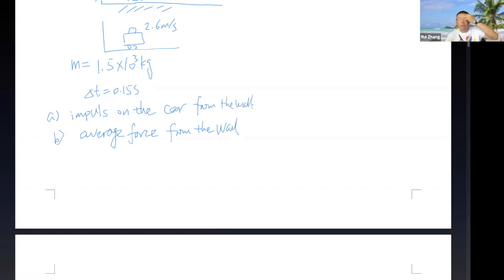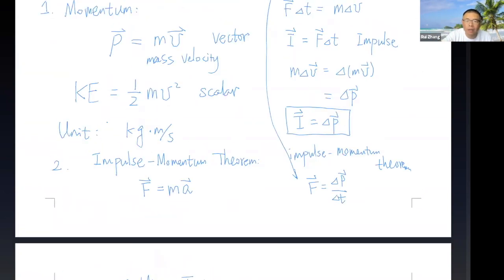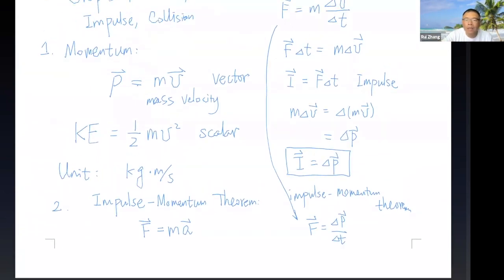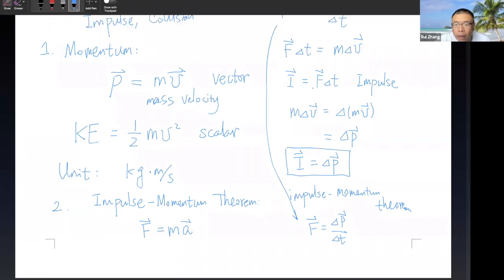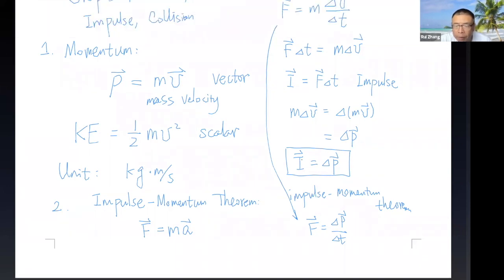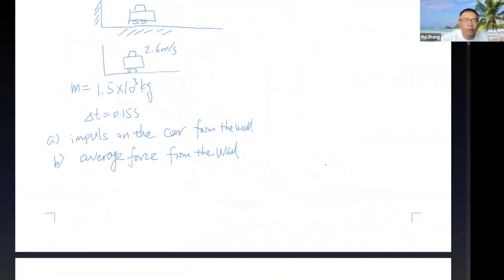Okay, how do we do the problem? Again, for all the problems we do, we start from the unknown. Normally, this one asks about impulse, so we need to go to the impulse. So what do we know about impulse? We just learned it. There are two things we know. One is that the definition of impulse is given by force times time, like right here. The second thing we know is there's a relation between impulse and momentum change.